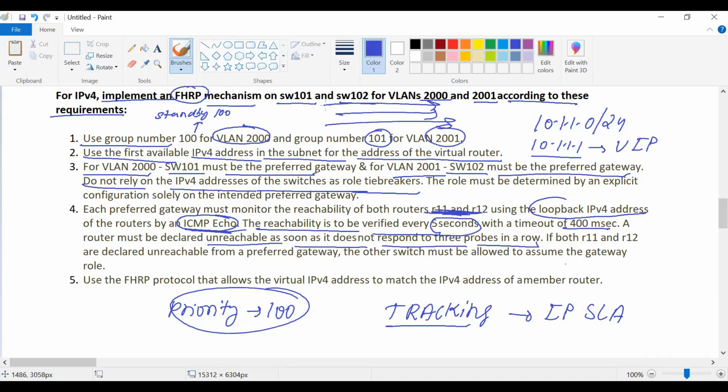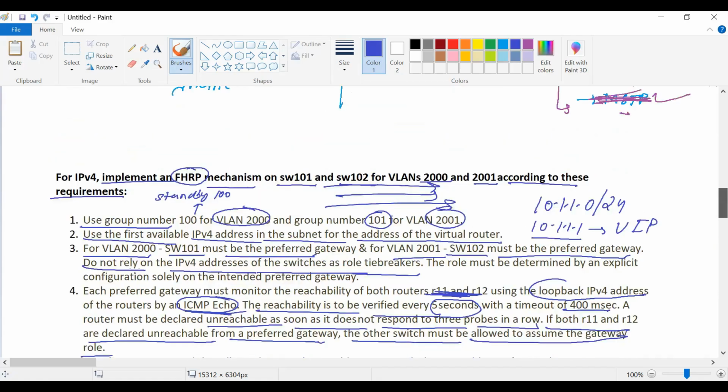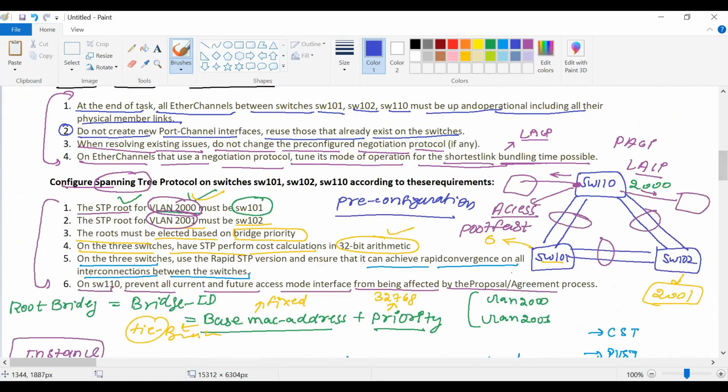If both R11 and R12 are declared unreachable from a preferred gateway, the other switch must be allowed to assume the gateway role. This is the main motive of FHRP protocols, right? See, switch 101 is active for VLAN 2000, and for VLAN 2001, switch 102 is active. If the active switch is not able to reach R11 and R12, then the other switch should become the active for both VLANs as well.